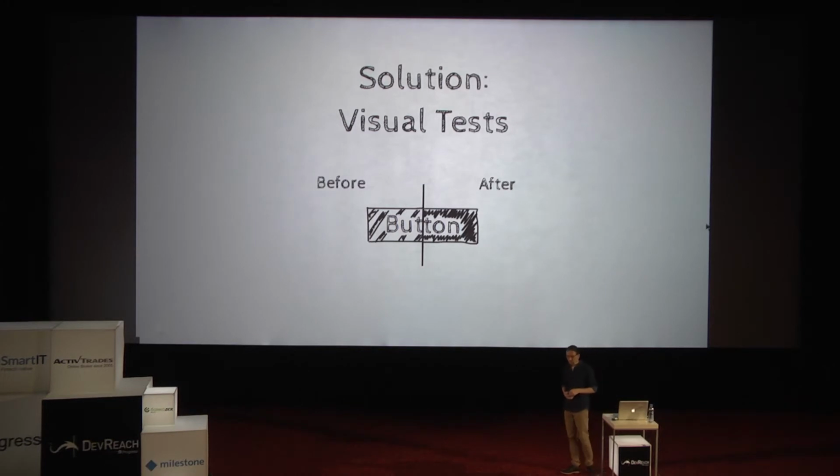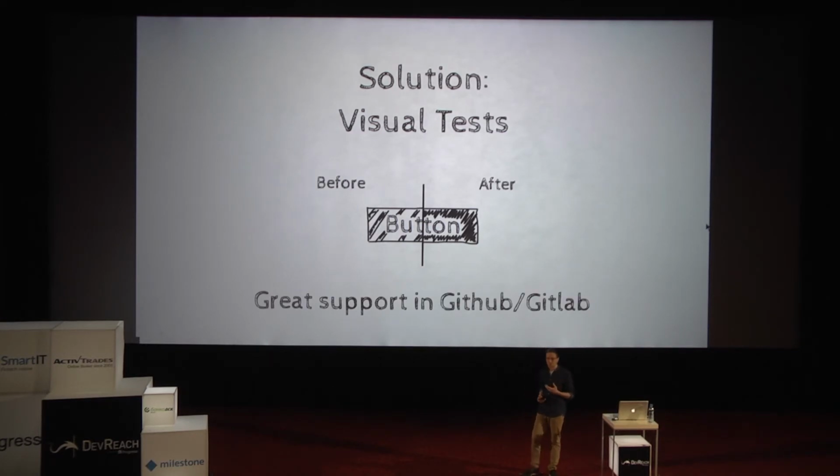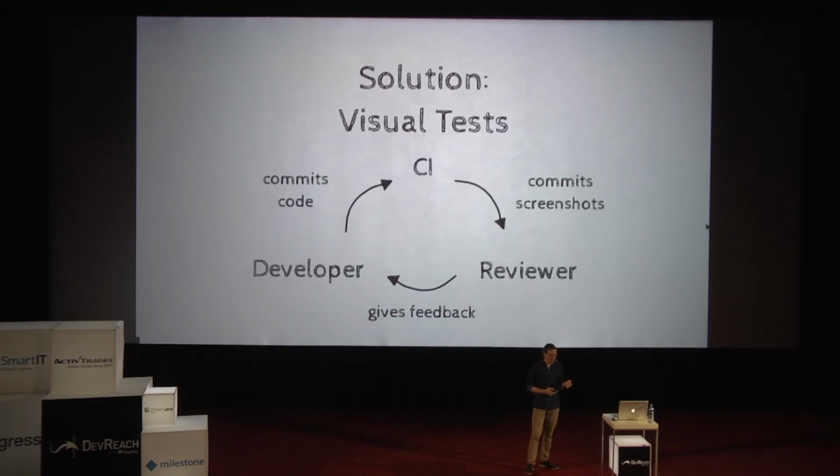So the next solution that we tried and that really minimized the regressions we had in production is implementing visual tests. And that allows us to just see what the CSS will look like when it is rendered, when the new changes are applied and rendered. So that has great support in GitHub and GitLab, especially in GitLab, because they allow you to place comments on different parts of the image. So let me show you how this works.